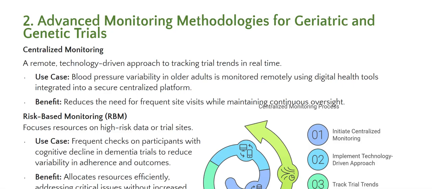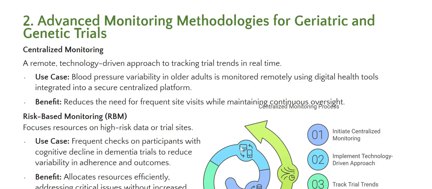Another advanced monitoring methodology is risk-based monitoring, RBM. It focuses resources on high-risk data or trial sites. Use case: frequent checks on participants with cognitive decline in dementia trials to reduce variability in adherence and outcomes. Benefit: it allocates resources efficiently, addressing critical issues without increased operational costs.